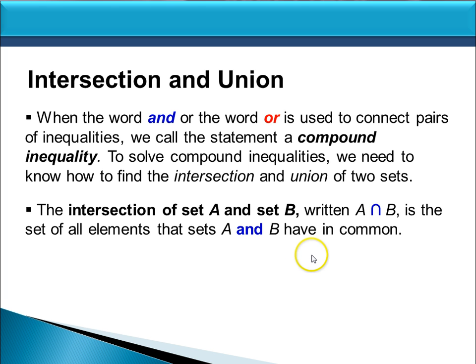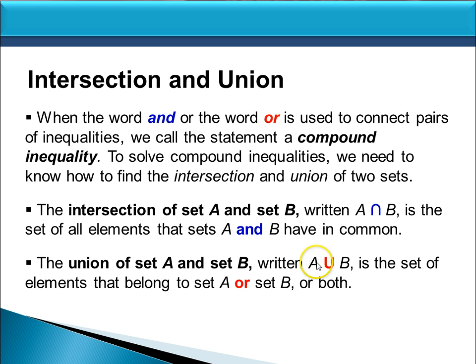The union of set A and set B, written as A and then what looks like a U symbol, and B, is the set of elements that belong to set A or belong to set B, or they might belong to both. So any of the elements that belong in either A or B or both, take all of those elements together and you will have the union of set A and set B.